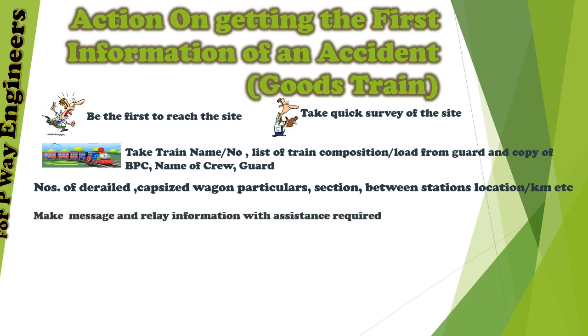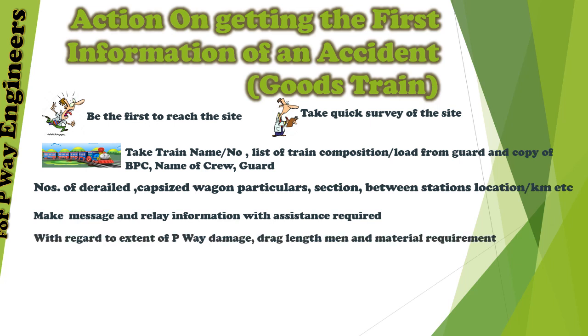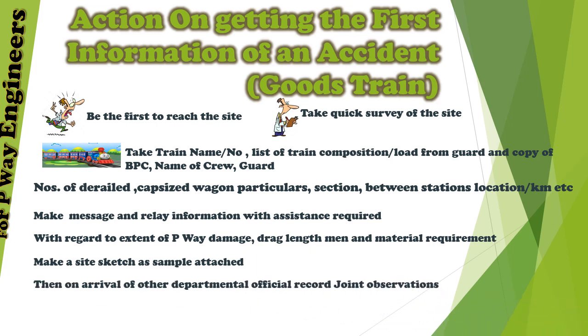Draft a message and relay information with assistance required with regard to extent of PV damage, track length, men and material requirement. Make a rough sketch. A sample is attached in the subsequent slide. And then on arrival of other departmental officials, the joint observations are recorded.